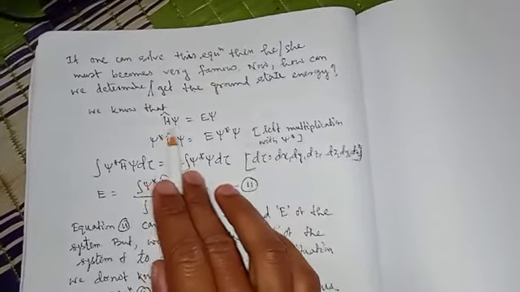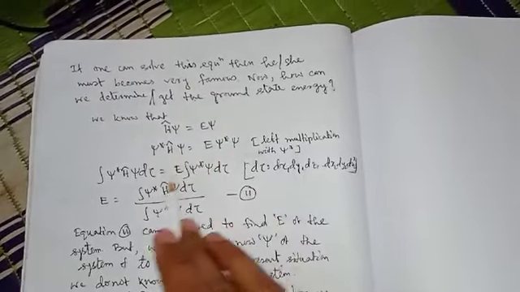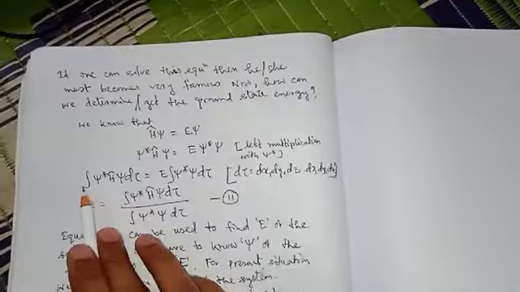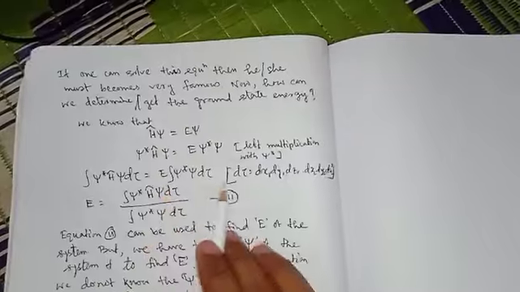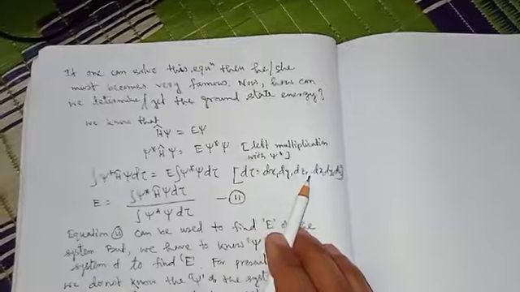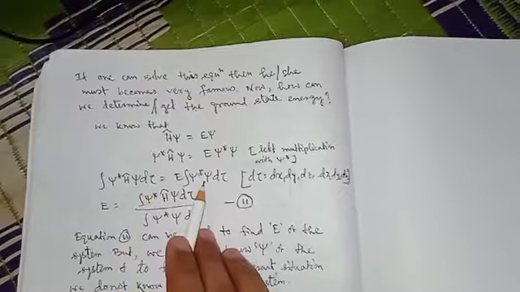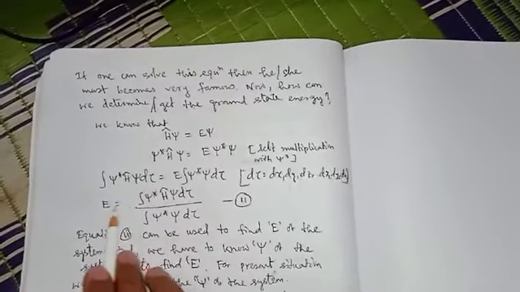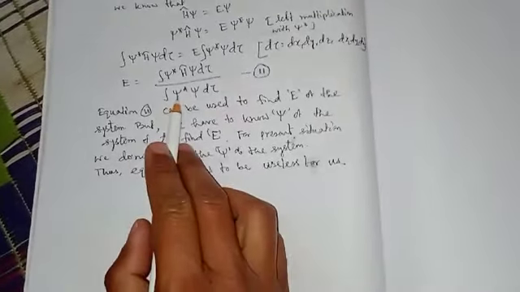So what we will do, we will multiply psi star from the left side. So that will be the expression. Now if we integrate over all space, the entire limit, using d tau. d tau is the volume element which basically consists of dx1, dy1, dz1 and dx2, dy2, dz2. So what will be our E? E will be the integration of psi star Hamiltonian psi d tau by the integration of psi star psi d tau.